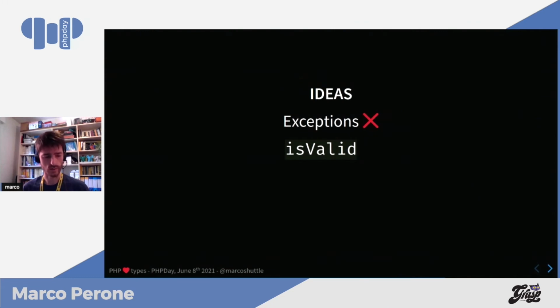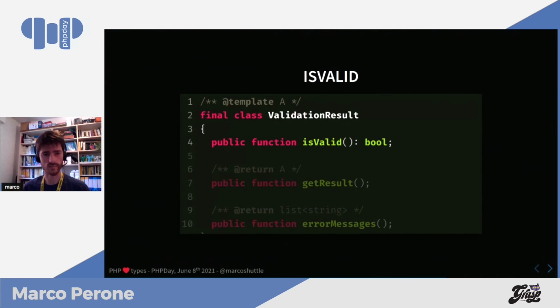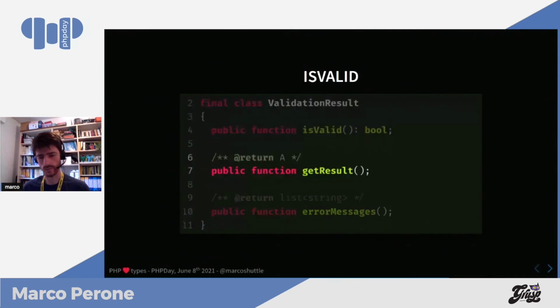Another option we could come up with is the usage of a method called isValid. We just define a class validation result with an isValid method, which returns a Boolean telling us if the validation succeeded or failed. Then if the validation succeeded, we could ask for the result of our validation with a getResult method, and if the validation failed, we could ask for the error messages using an errorMessages method. With such an approach, we are not satisfying the request we made at the beginning, because we are providing access to the result and to the error messages in every case. As soon as somebody has a validation result, even before knowing if it is valid or not, they could try to access getResult and the error messages.